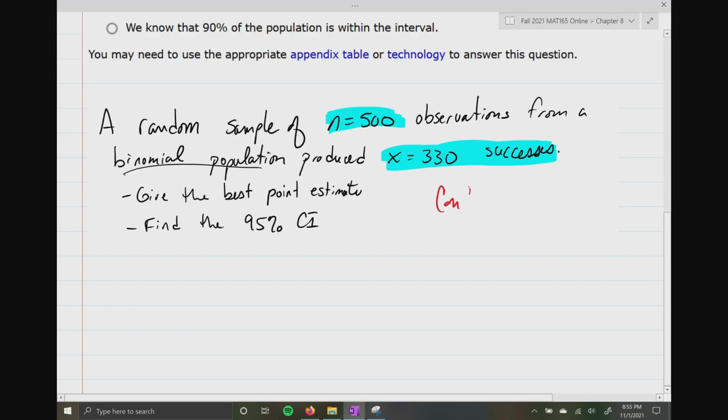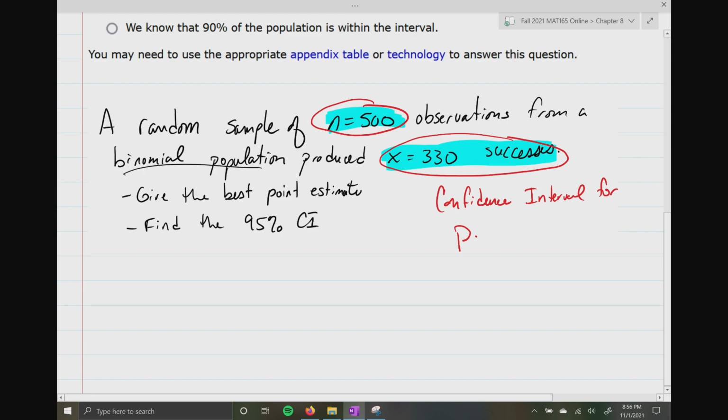So let me write it out here. Confidence interval for P. And how do I know that? Because they tell me the number of successes out of the total sample space. So just to reiterate or review, if given x bar, s, or s squared, you're estimating the population mean mu. Okay?